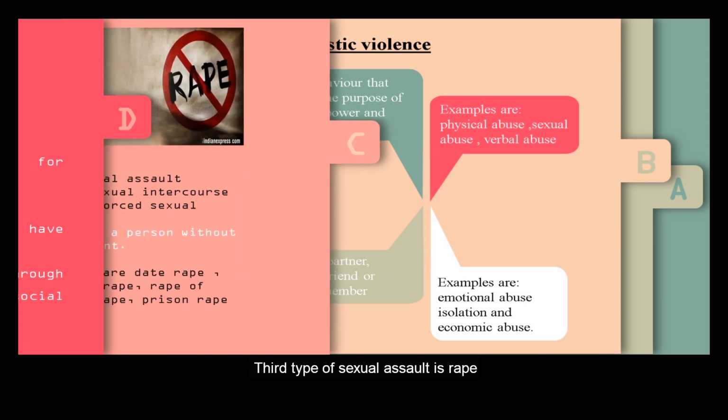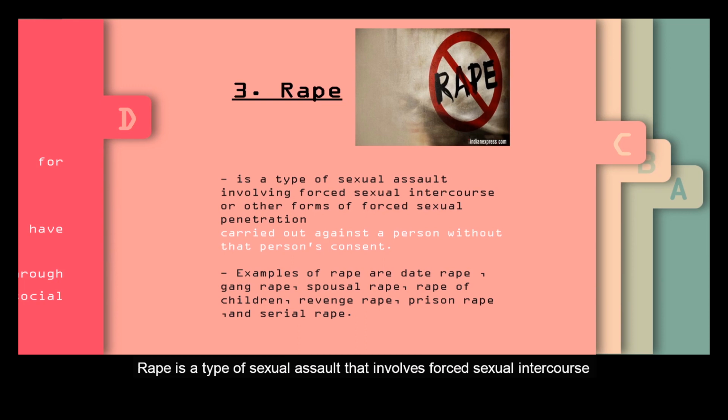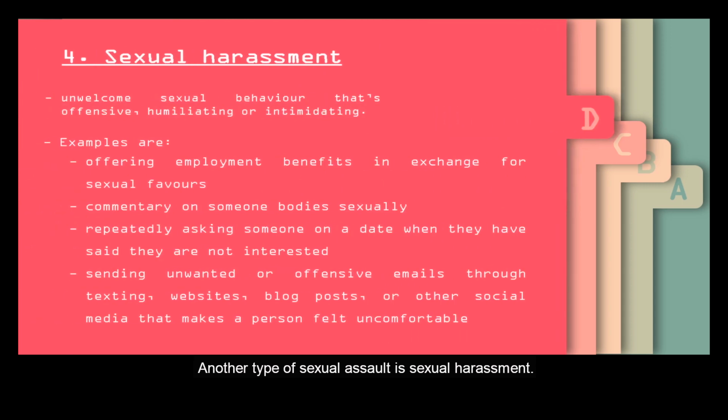The next type of sexual assault is rape. Now, what is rape? Rape is a type of sexual assault that involves forced sexual intercourse or other forms of forced sexual penetration carried out against a person without that person's consent. Examples of rape are date rape, gang rape, spousal rape, rape of children, revenge rape, prison rape, and even serial rape.